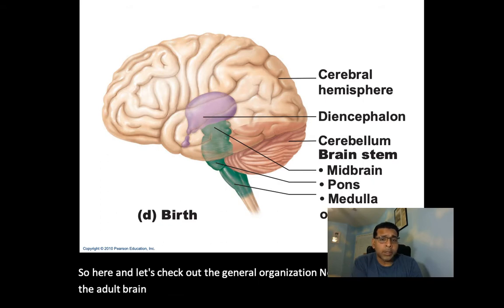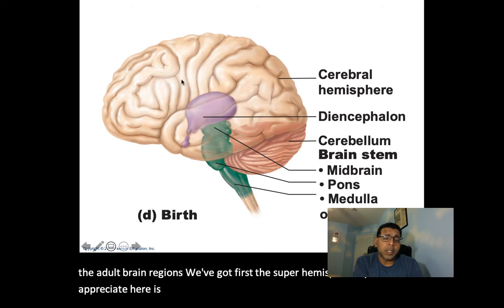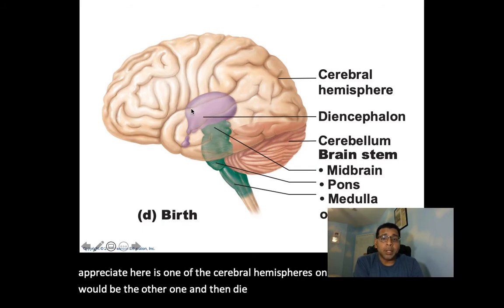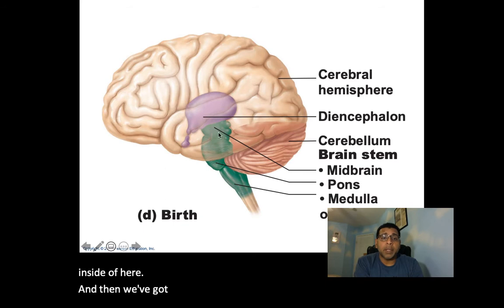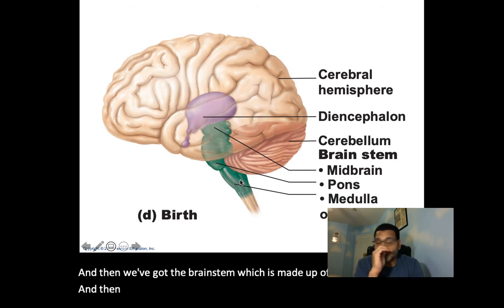We've got first the cerebral hemispheres. You can appreciate here is one of the cerebral hemispheres. On the other side then would be the other one. And then the diencephalon, you can appreciate right inside of here. And then we've got the brain stem, which is made up of midbrain, pons, and then we said the medulla oblongata. And the rest, spinal cord.